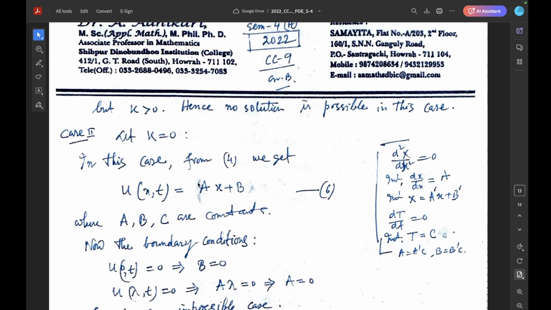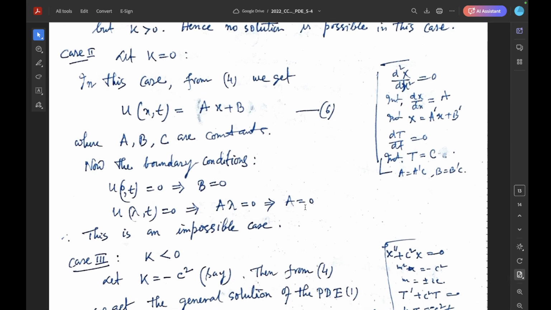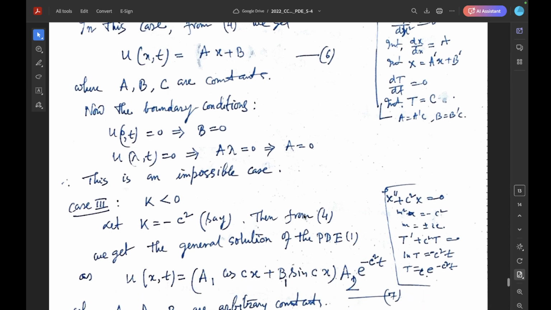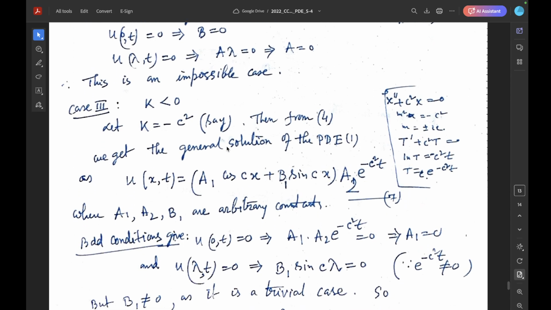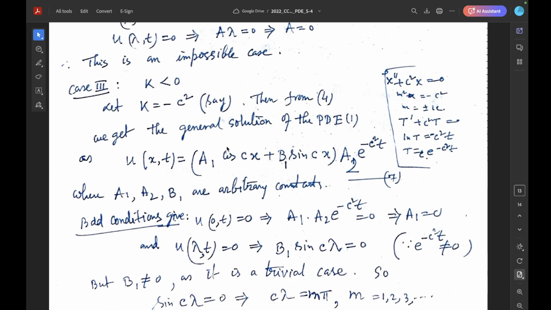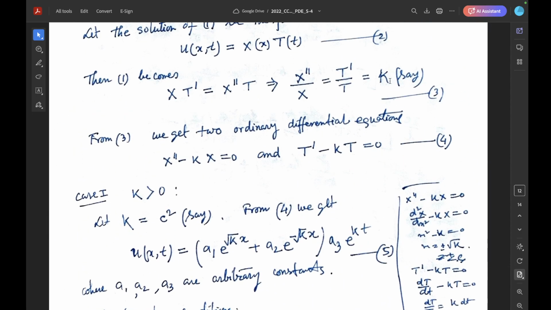So there is no solution in this case. And for k equal to 0, we get from 4 the solution u equal to ax plus b, and this a equal to 0. So this is the impossible case. Only the possible case is k is negative. So put k equal to minus c square, say. So the general solution of this equation is u(x,t) equal to a1 cos cx plus b1 sin cx into a2 e to the power minus c square t, because here we put k equal to minus c square.